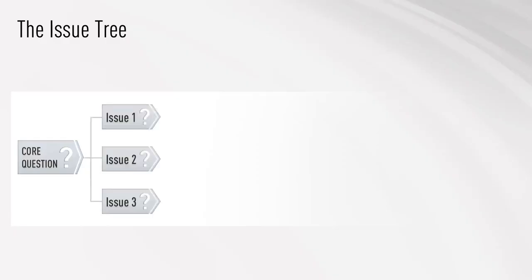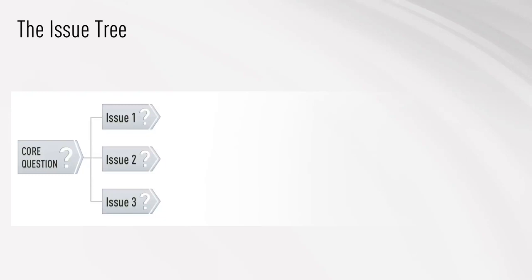Of course, even a well-stated question is often too big to be answered in one go. So before actually solving the problem, you must structure the question by disaggregating the core question into simpler components. The tool to do this is an issue tree. To build your issue tree, start with your core question and break it down into smaller questions or issues that you can tackle one by one.